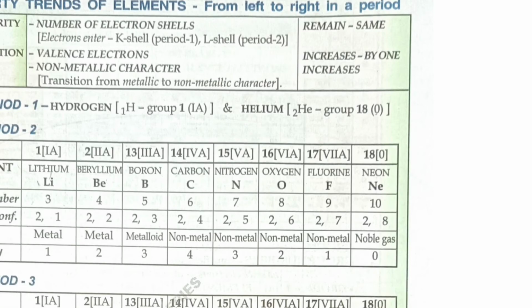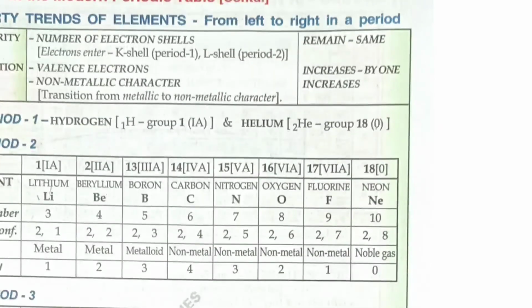And if we see after carbon, nitrogen is there, atomic number 7, 2, 5. So valency is 3 now, because 5 electrons are there in the outermost shell, and giving 5 electrons is more difficult than taking 3 electrons to become stable, and therefore nitrogen shows valency 3 in most of the cases. So valency first increases by 1 and then starts decreasing.